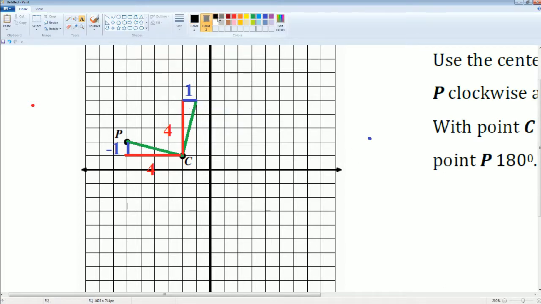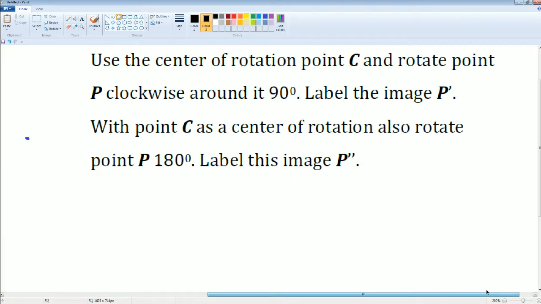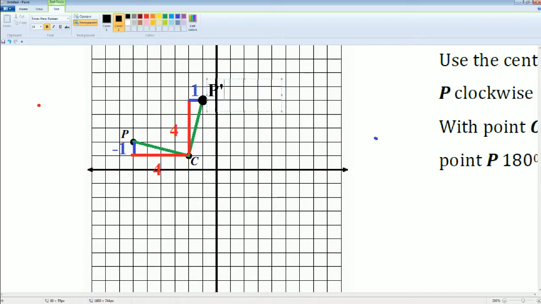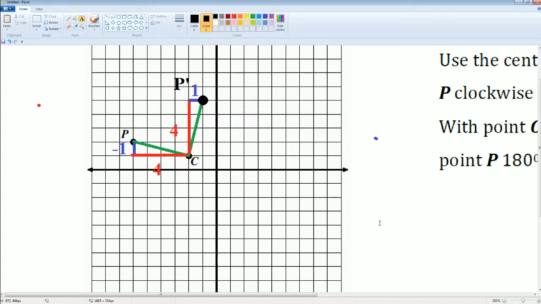And I could just fill it in here. But the question, this would be 90 degrees, right? Because it's the perpendicular line here. And we want to call that P prime, because that is the first transformation, the 90-degree rotation.